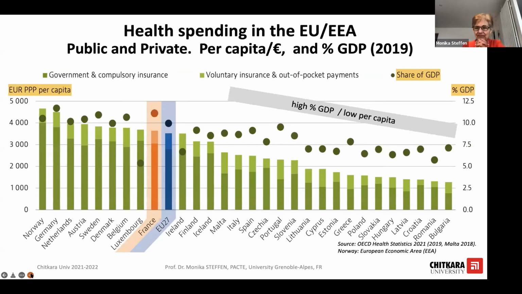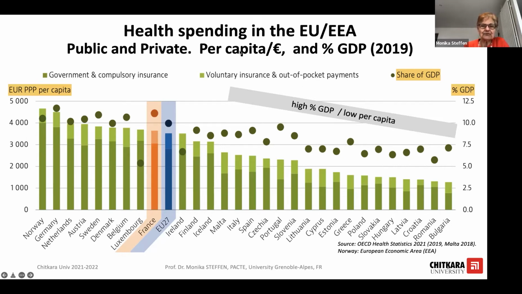Now, here you have the figures from the OECD. They have very good health statistics. You can look at them on the internet. This comes from their database. So here we have health spending, public and private together, per percentage of GDP, and per capita.